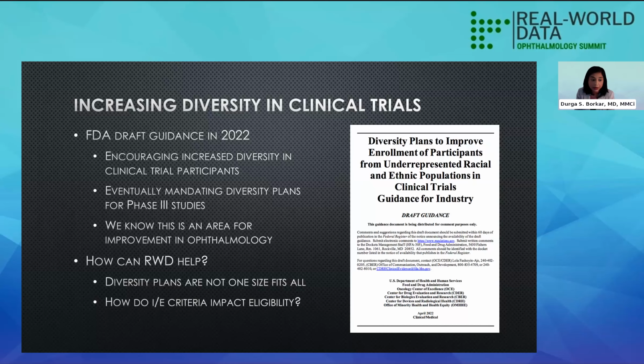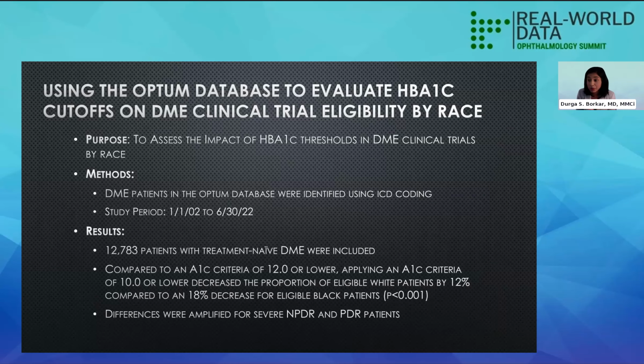glaucoma study, for example. And so this is an example of a study that I actually collaborated on with Brian Vanderbeek, where we looked at the Optum database to evaluate the impact of hemoglobin A1C cutoffs on diabetic macular edema clinical trial eligibility by race. And our goal here was really to assess the impact of HbA1c thresholds in DME clinical trials by race. We used the Optum database and we defined DME using ICD coding. Our study period was almost 20 years. We identified over 12,000 patients with treatment-naive DME.